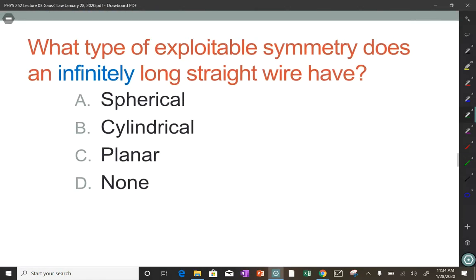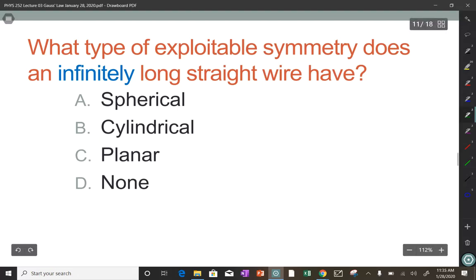What type of exploitable symmetry does an infinitely long straight wire have? It does have one. Oh, then it would be planar, wouldn't it? It's not planar. It must be cylindrical by process of elimination. Yes. So it has a cylindrical symmetry.